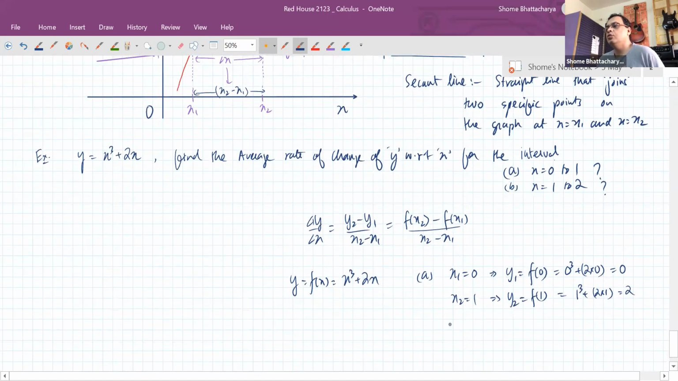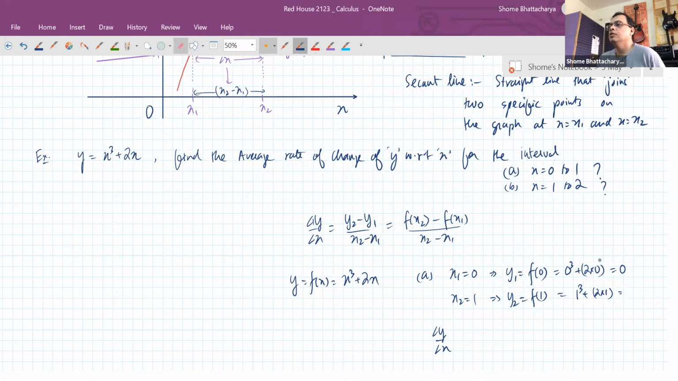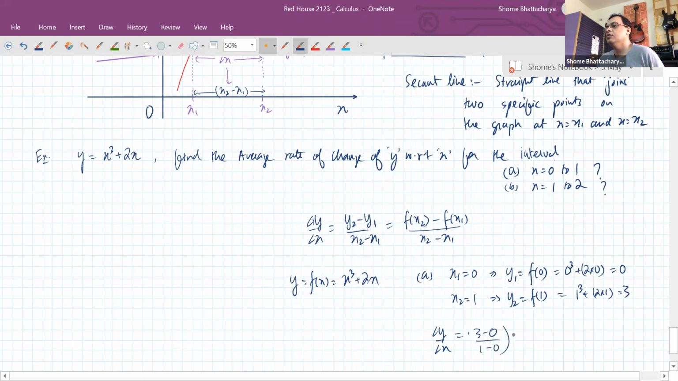Okay. So now what is my delta y by delta x? Sorry, that is 3. My mistake. 3 upon 1. That is y2 minus y1 divided by x2 minus x1. So it's equal to 3. So this becomes the answer for the first part.